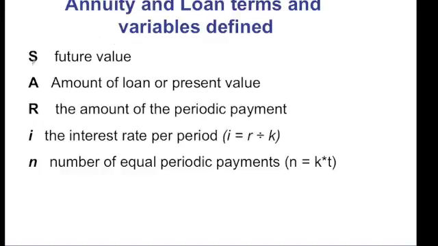S is the future value. A is the amount of the loan, or the present value. R is the amount of the periodic payments. I is the interest rate per period. Remember, that's the annual interest rate divided by the number of periods per year. And N is the number of equal periodic payments. So N equals the number of payments per year times the number of years.